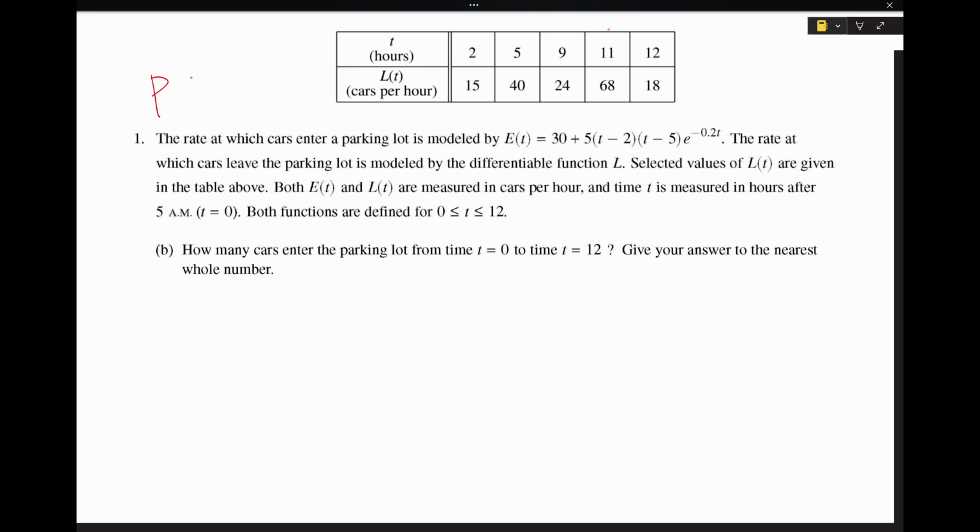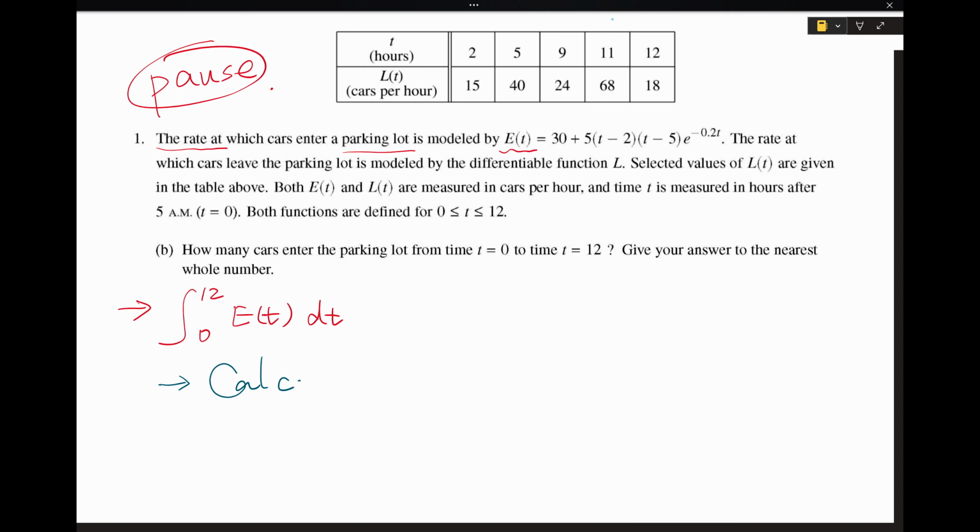Okay, next one, please pause to have a look at this question first. Since we know that the definition of function E is the rate of cars entering the parking lot, the number of cars would be the integral of function E. And we know that the time is from 0 to 12. Again, we use the graphical calculator to solve this integral to have the final result of 520 cars.